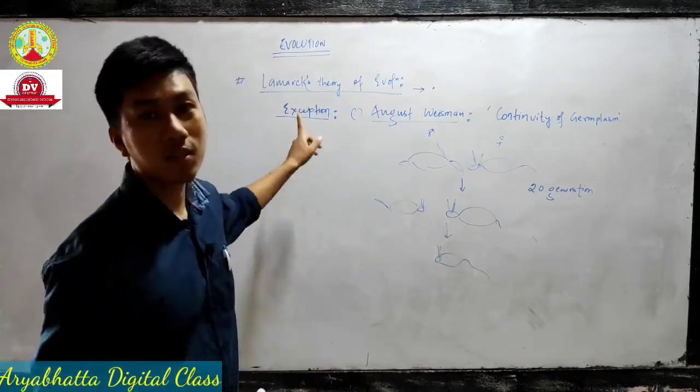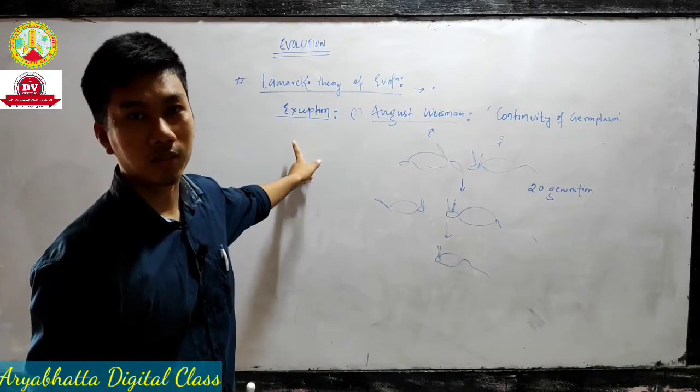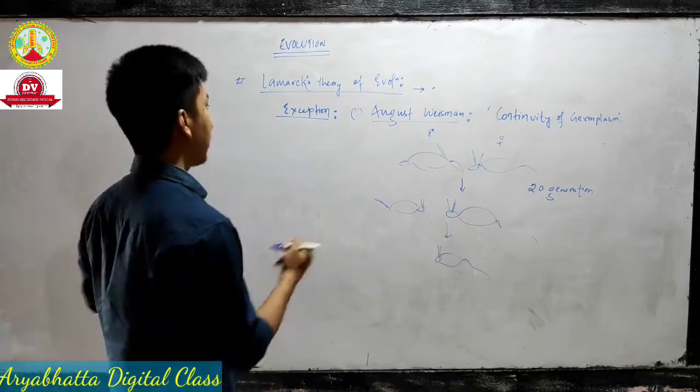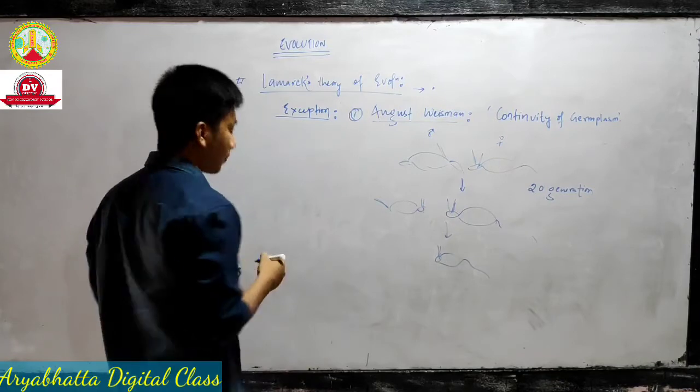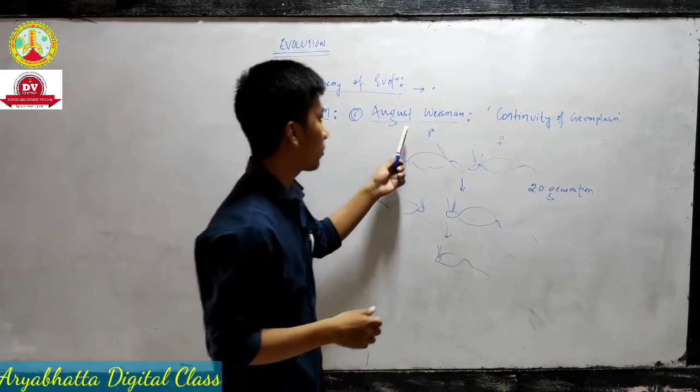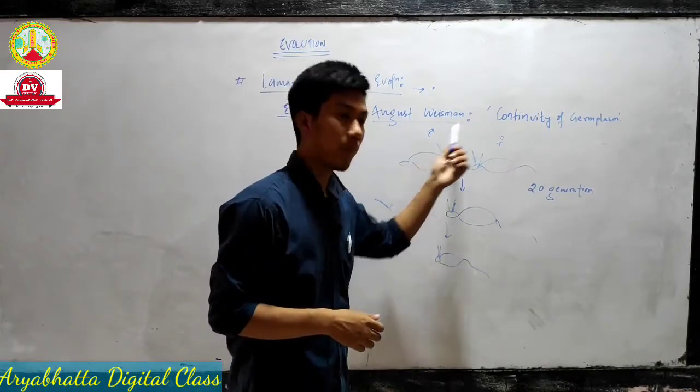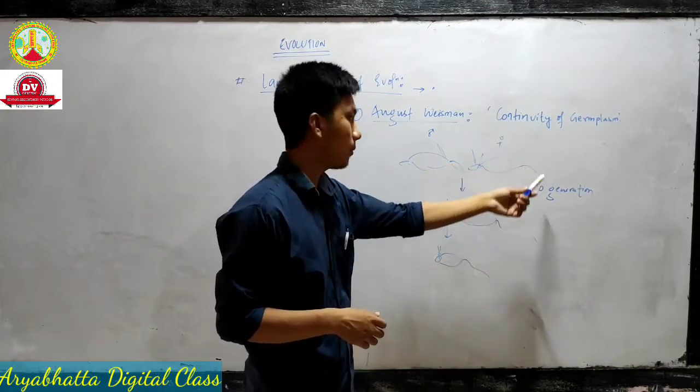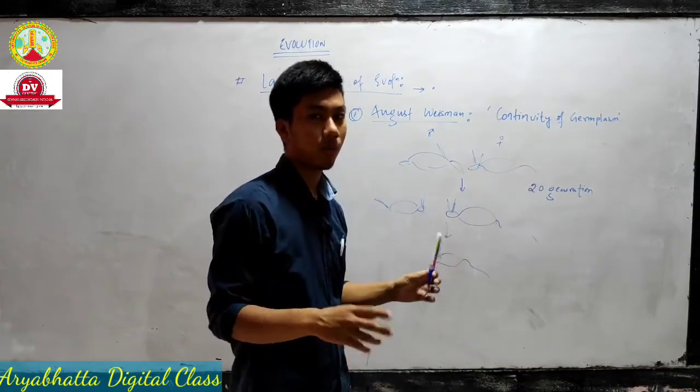So which goes against Lamarck's theory, okay? It was first proposed by August Weismann: continuity of germplasm. He did it for 20 generations. He took a mice and cut the tail.